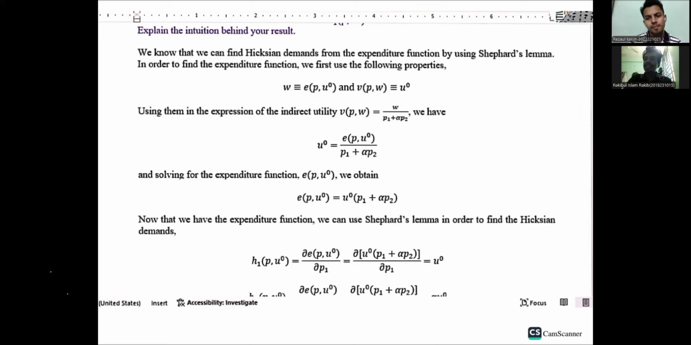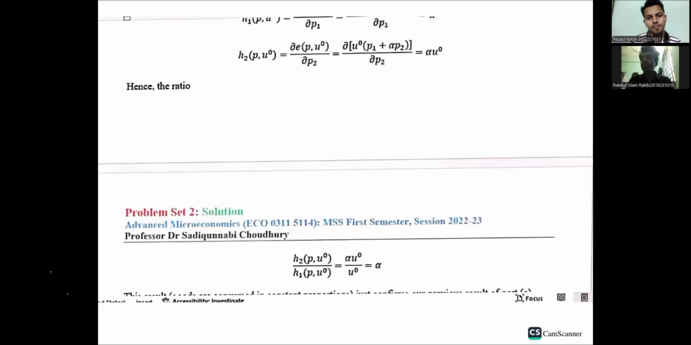And in the same way, we can find the Hicksian demand for good 2, which is h2(p, u0), which is alpha u0. Hence, we can take the ratio of the two Hicksian demand functions, which is also alpha. So in the first problem, we found that the Walrasian demand ratio is alpha, and the Hicksian demand ratio is also alpha, which indicates complements.